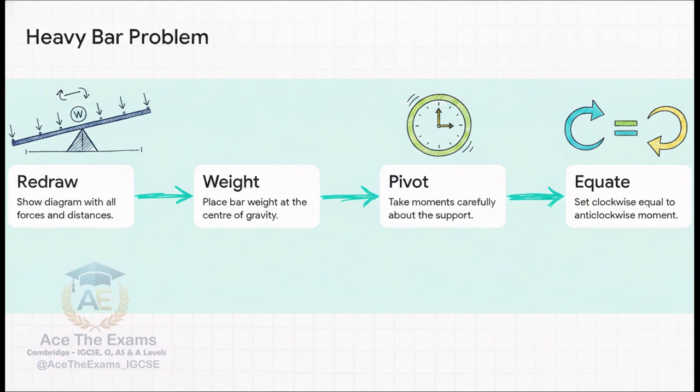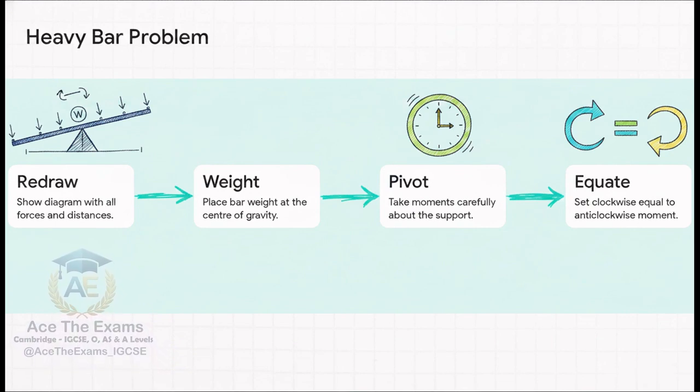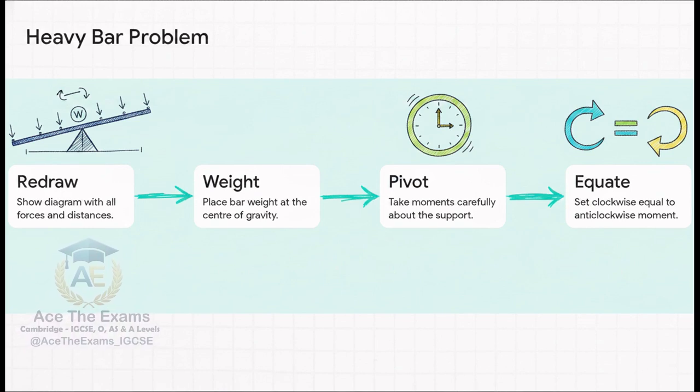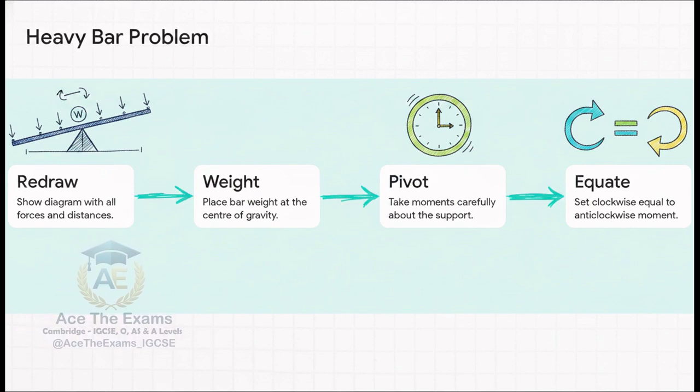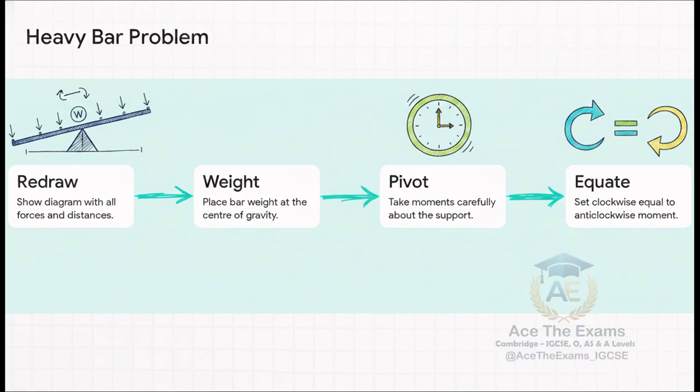This is a classic trap. In simple problems, a bar has negligible weight, but in higher mark questions, you have to include the weight of the bar itself. Here is your step-by-step strategy to guarantee top marks. Step 1. Redraw the diagram clearly showing all forces and perpendicular distances. Don't skip this. Step 2.